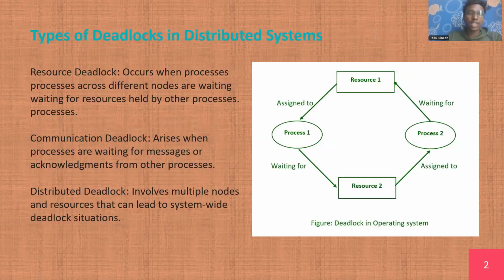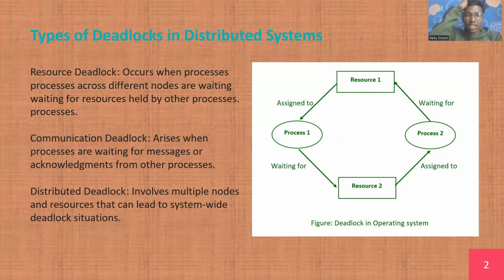Now we will see the types of deadlocks in distributed system. First, resource deadlock occurs when processes across different nodes are waiting for resources held by other processes. It is one type of deadlock where nodes are waiting for resources held by other processes.